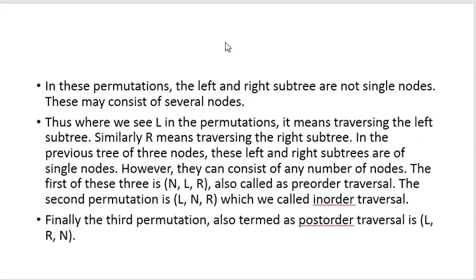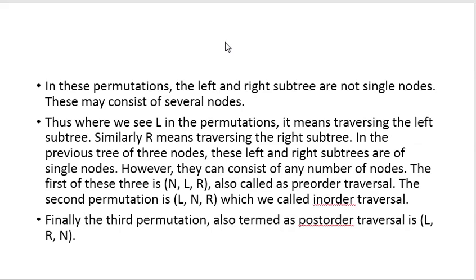Thus, where we see L in the permutation, it means traversing the left subtree. If we see L, it means the left subtree. Similarly, R means traversing the right subtree. In the previous tree of 3 nodes, the left and right subtrees were single nodes, but it is not the case every time. We can have more than one node in a left and right subtree. They can consist of any number of nodes.